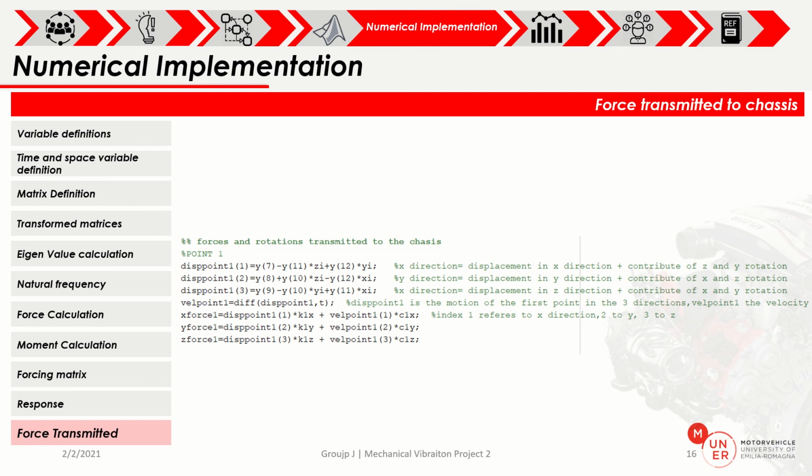We calculate the displacement due to translation and rotation along each axis for one mounting point, the velocity as a derivative of the displacement, and then the force transmitted to the chassis. We use the same approach for the other three mounting points.